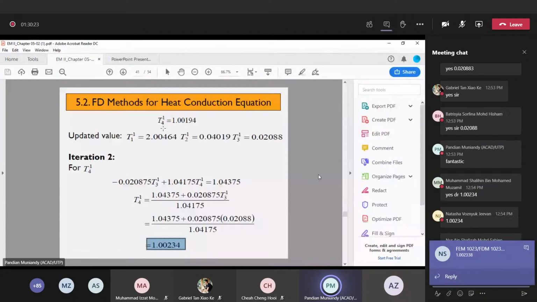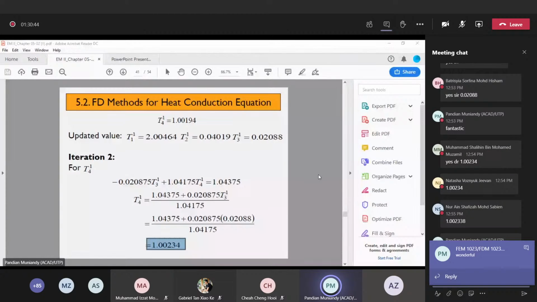So could you please verify this 1.00234? Anyone? Yeah. 1.00234. Yeah. Okay. All right. Thanks.